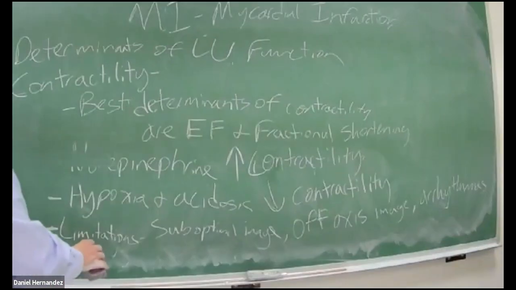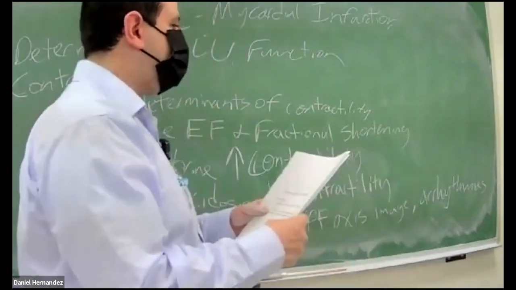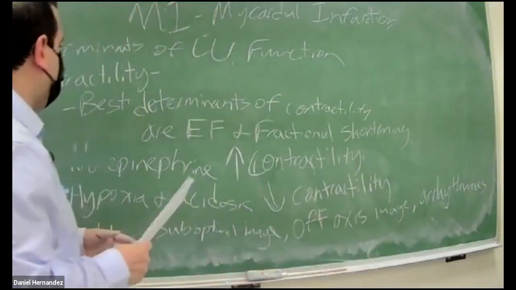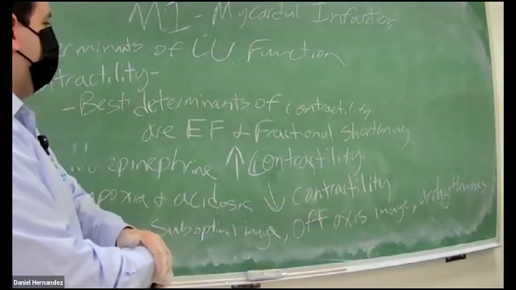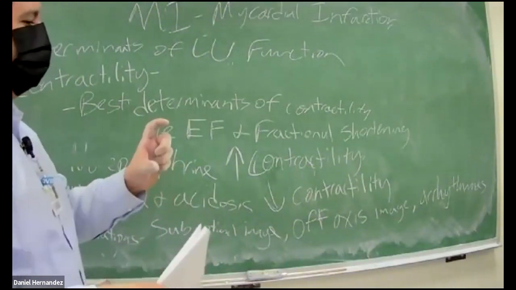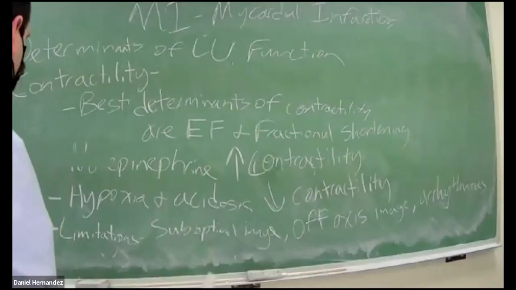Then I have a question. Sure. How is fractional shortening determined? Is it when we eyeball the contractility? So fractional shortening is actually a quantitative measurement that we do that measures the myocardium as it's contracting.